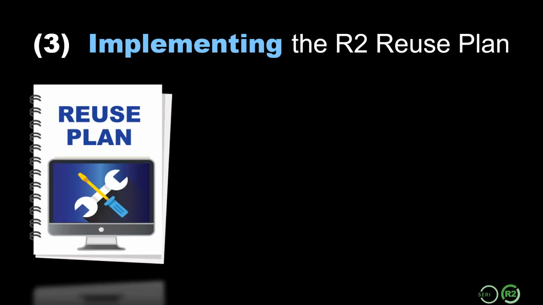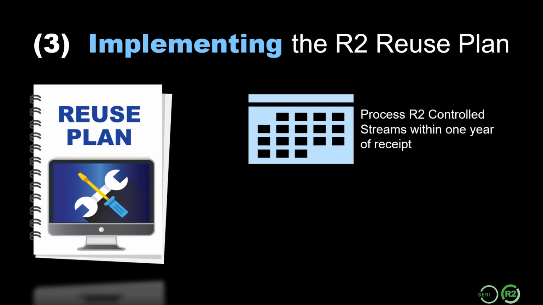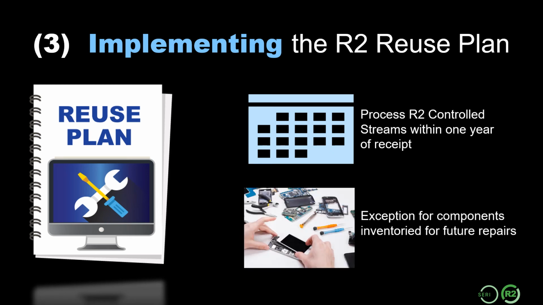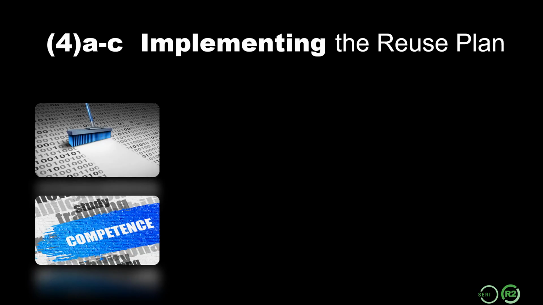Once the R2 facility has clearly documented its R2 reuse plan, it must implement and maintain those processes. An important part of implementation is ensuring that equipment is tested and repaired in a timely manner. Appendix C also requires that facilities test, repair, and refurbish R2-controlled streams within 1 year of receipt. The only exception is for components that can be used to repair other equipment in the future. Those components need only be evaluated and inventoried for use in future repairs. Effective implementation of the R2 reuse plan is key to producing functional, high-quality equipment for reuse.